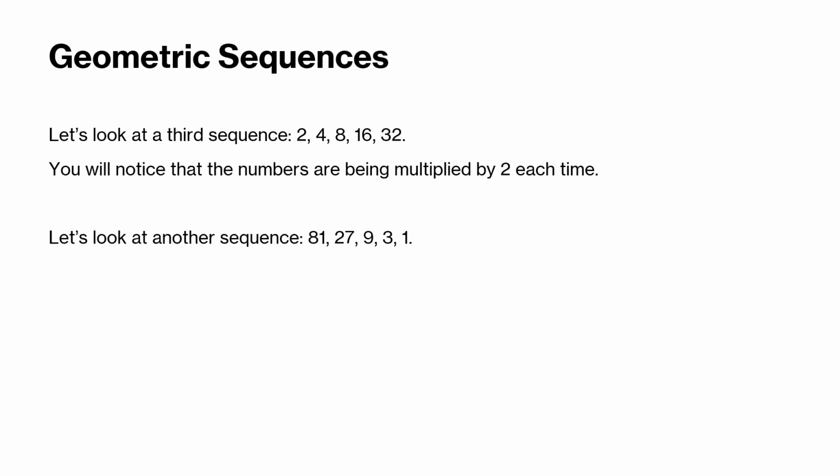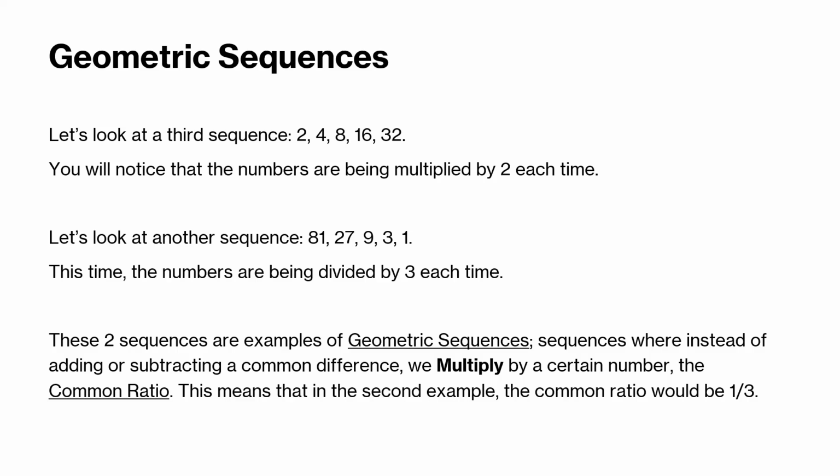Let's look at another sequence. 81, 27, 9, 3, and 1. This time, we're dividing by 3. These two sequences are examples of geometric sequences. A sequence where instead of adding or subtracting a common difference, we multiply by a certain number. This number is called the common ratio.